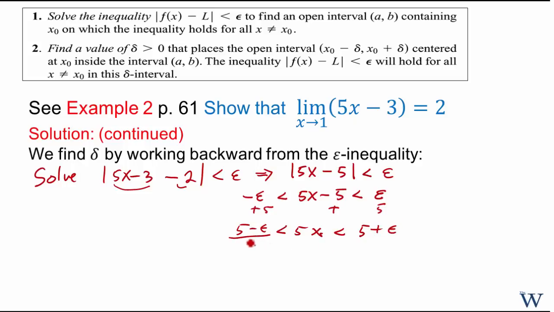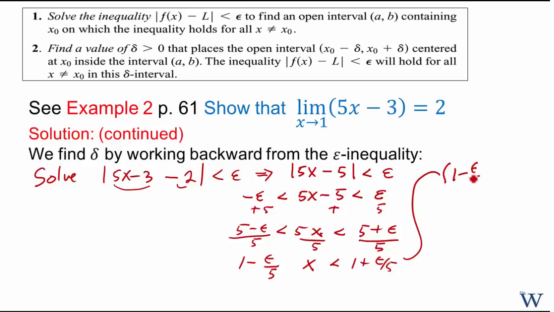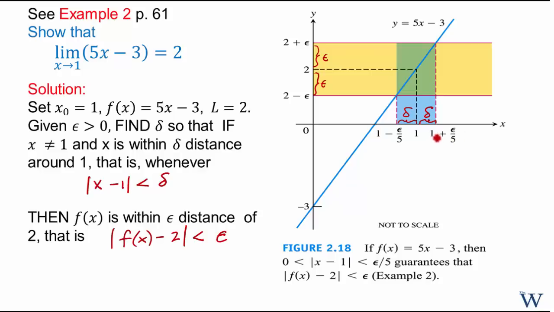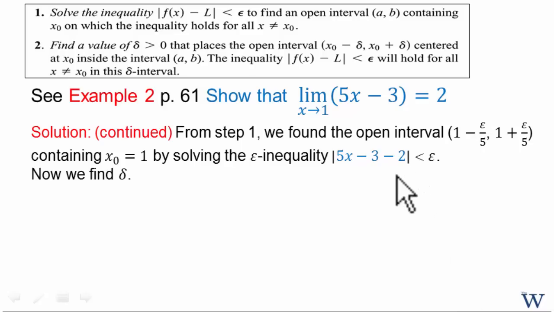And then lastly, we divide everything by 5. From here, we will see that x is between 1 minus epsilon over 5 and 1 plus epsilon over 5. If we write this in interval notation, it's the interval from 1 minus epsilon over 5 to 1 plus epsilon over 5. Go back to the previous slide. Did you see now that this is the interval that we're looking at?